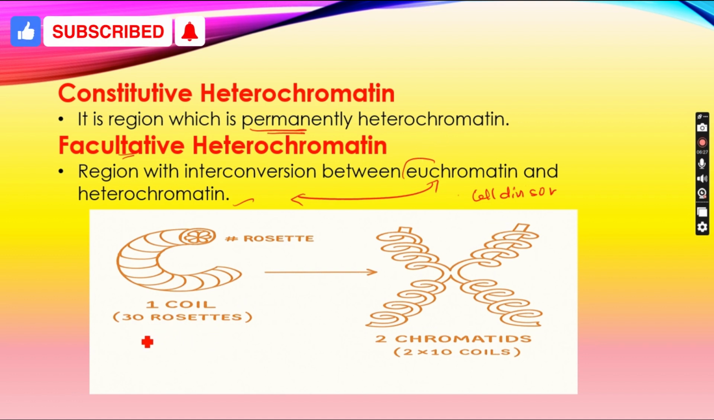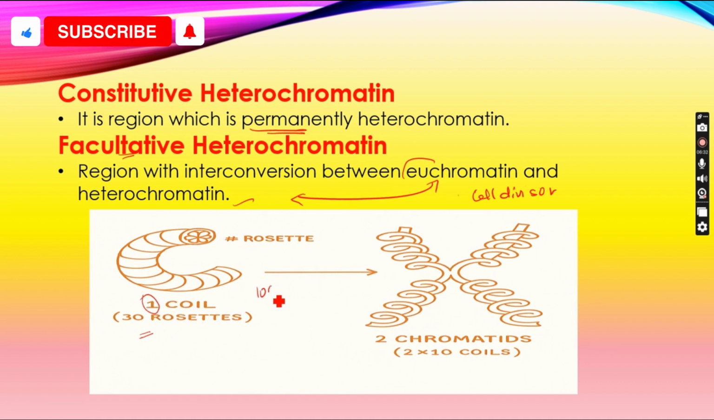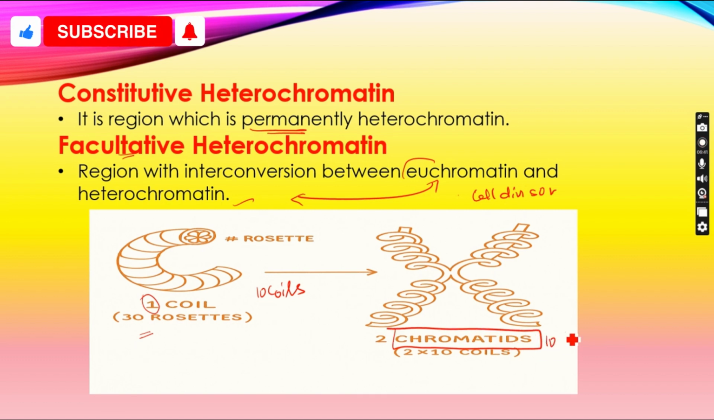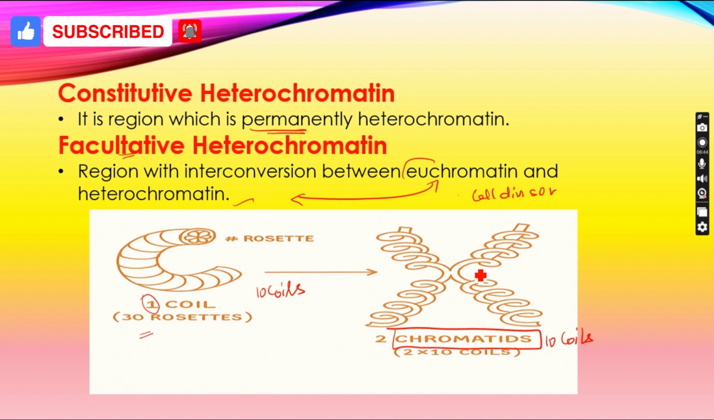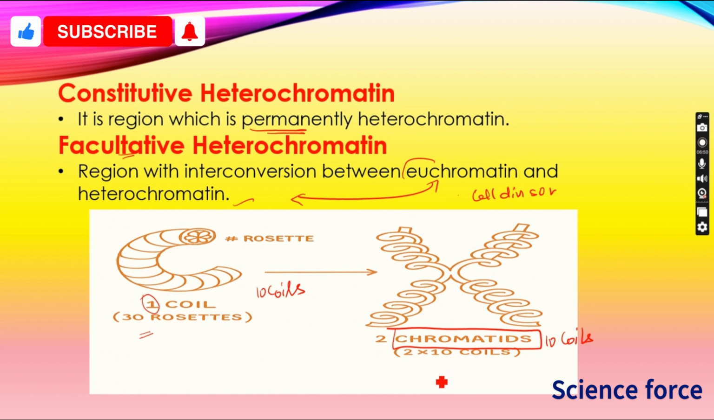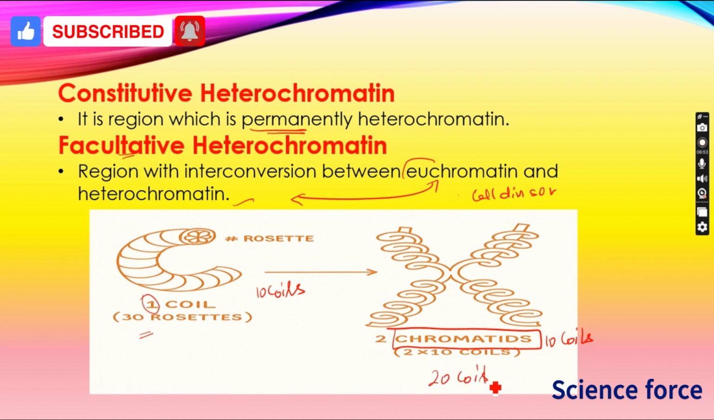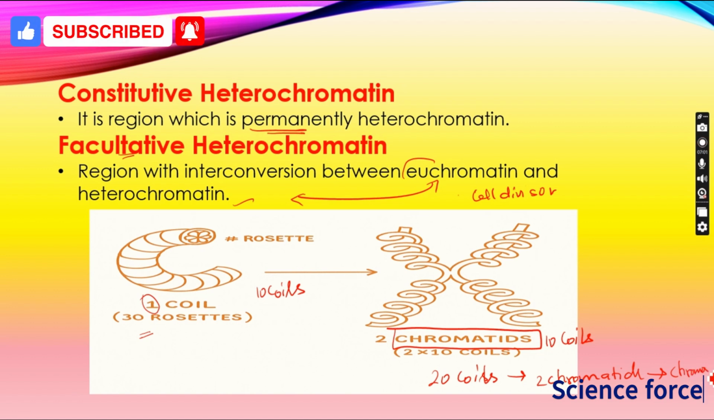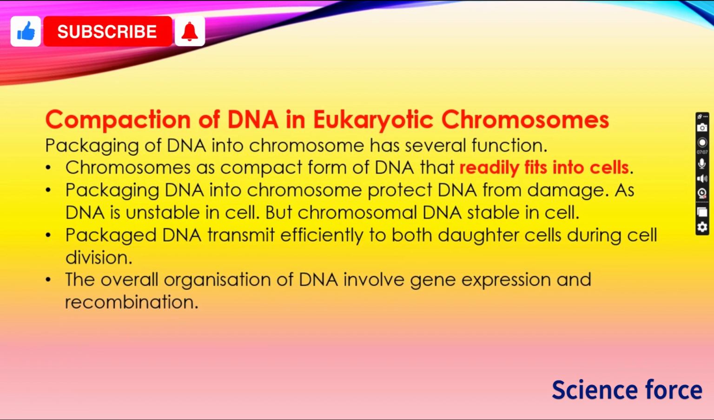Therefore, one coil consists of 30 rosettes. About 10 of these coils are arranged to form one chromatid. One chromatid consists of 10 coils. Therefore, for the chromosome, 2 chromatids are present. So 2 into 10, 20 coils can form 2 chromatids. The 2 chromatids can form one chromosome. Therefore, it is the fifth level of organization, which is the chromatid organization.